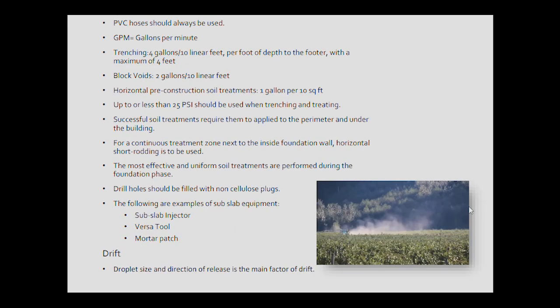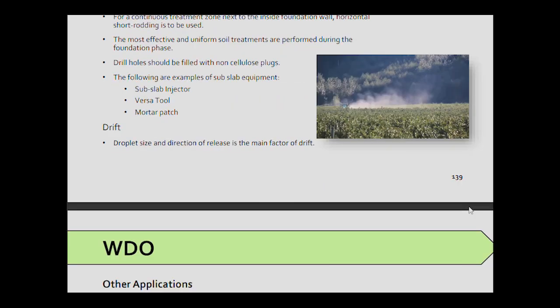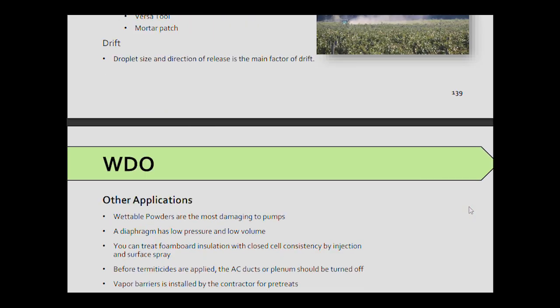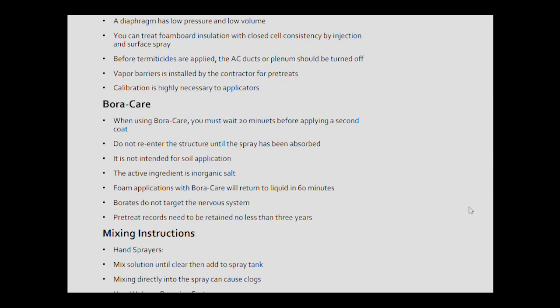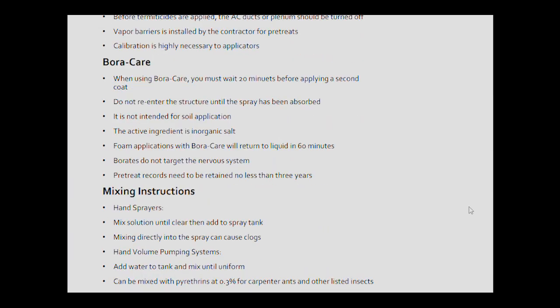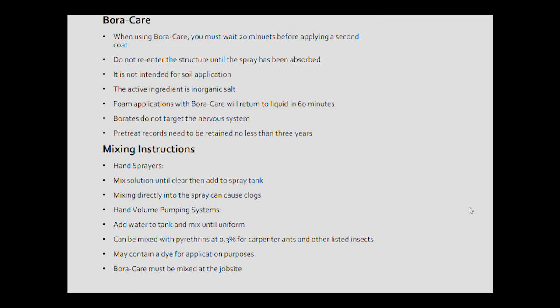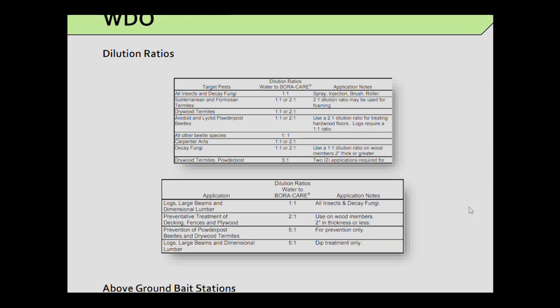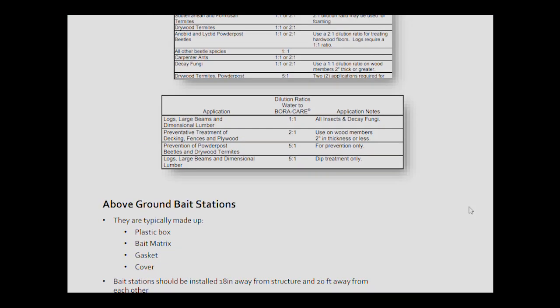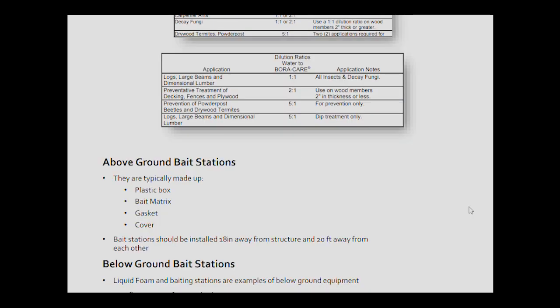Which pump has low pressure and low volume? Answer A, diaphragm. Bait stations should be installed blank away from structure and blank away from each other. Answer 18 inches, 20 feet. C. How should you minimize termiticides running down slope trenches? Answer B, step the trench.